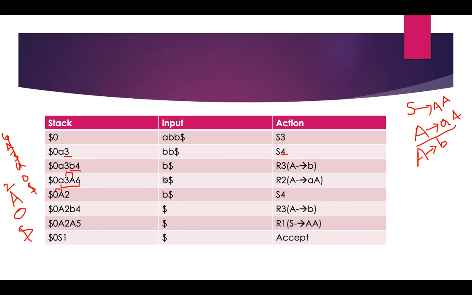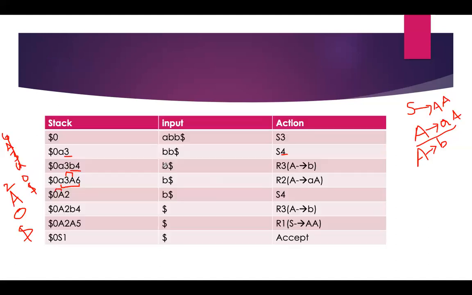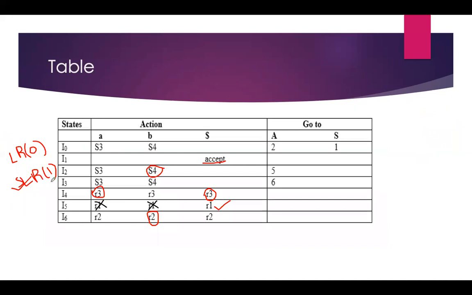And for state 2 with B, we need to check from the table. State 2 and B is S4. That means we need to shift it. So 0A2 as it is, I have written this B, and we shift with the number 4. Now for 4 and dollar, reduce 3.